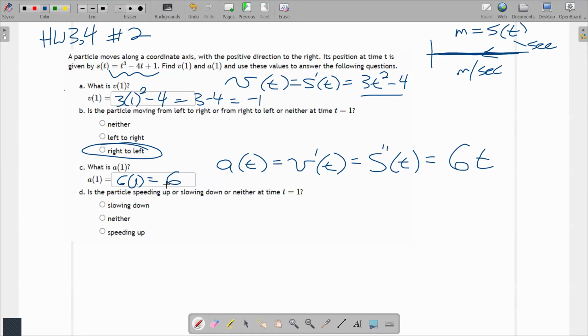So the question here is, is it speeding up, slowing down, or neither? Which is a different question than I just mentioned. So think about it for a minute, pick an answer, and then we'll look at the graph to verify.